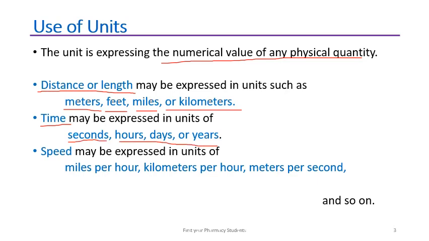Sometimes we need more than one unit to express a physical quantity. For example, speed, which is by definition equal to distance divided by time. So the units of speed will be the unit of distance divided by the unit of time, like miles per hour, kilometers per hour, meters per second.